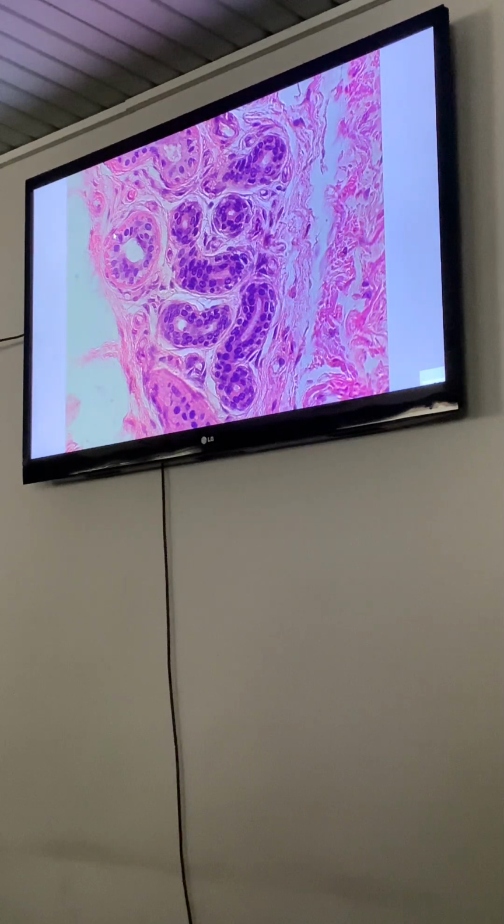At the tip of the pointer, we can see the flattened or spindle-shaped myoepithelial cell. This is the nucleus of myoepithelial cells, located between the basal lamina and the secretory cells. Myoepithelial cell.